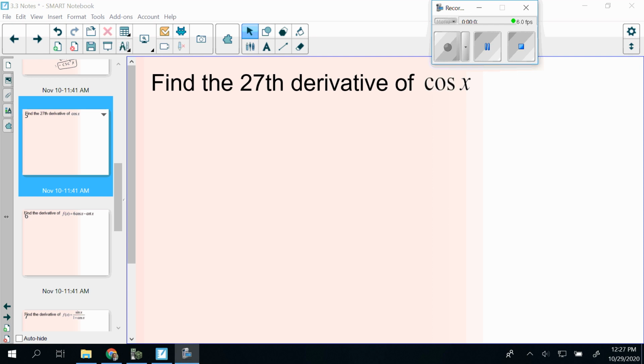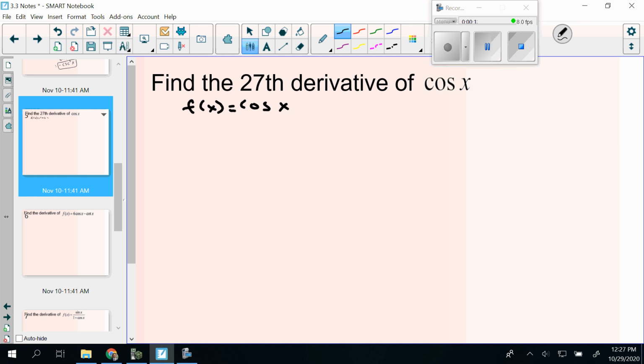This question asks us to find the 27th derivative of cosine. So if we have the cosine function, we get that the derivative of that is negative sine. We've seen that one already. We should be able to find the second derivative. So remember, second derivative is derivative of a derivative.